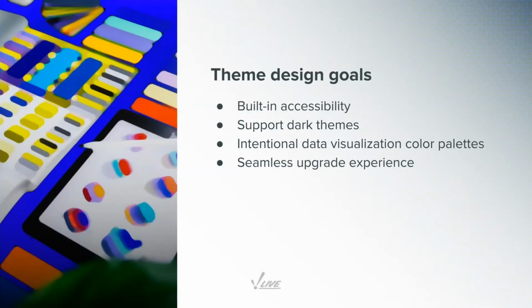So the goals that we want to go over now: now that we had that justification defined and got the green light to go ahead with the theming feature, we developed these goals that I'm going to go through, each and how we accomplish each of them. Basically, those goals were we wanted to provide built-in web accessibility. We also wanted to support dark themes out of the gate, and we wanted to develop more intentional data visualization color palettes, as well as providing a really seamless upgrade experience for our end users and your end users, actual operators.